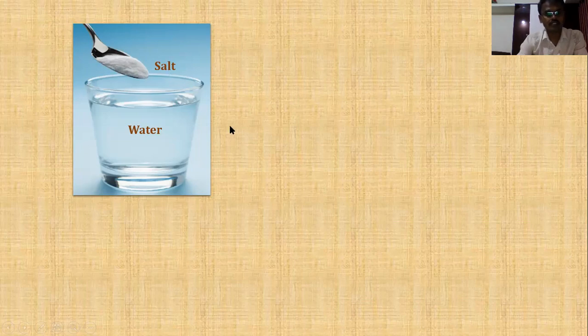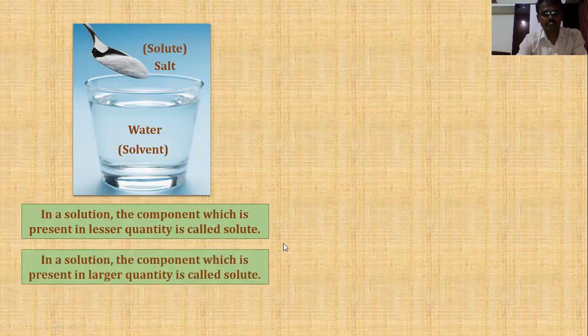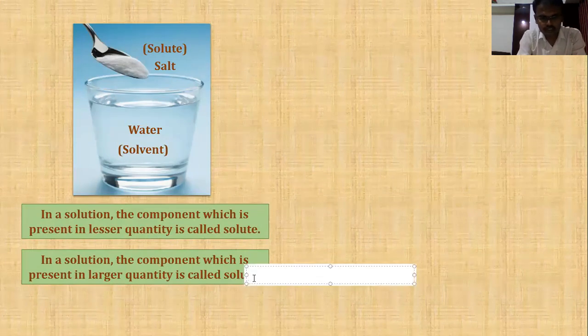The component which is present in lesser quantity will be called the solute, and the one which is present in larger quantity will be called the solvent. Let me repeat that. In a solution, the component which is present in lesser quantity is called the solute, and the one which is present in larger quantity is called the solvent. So here, let me make a correction. This is not solute. This is solvent.